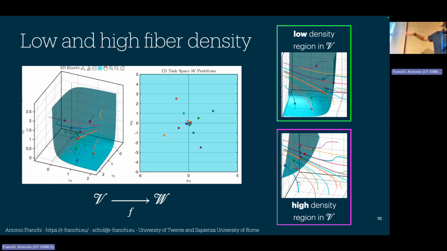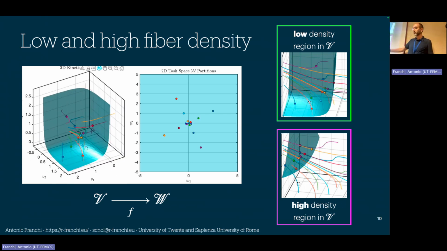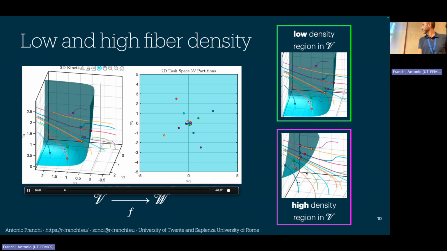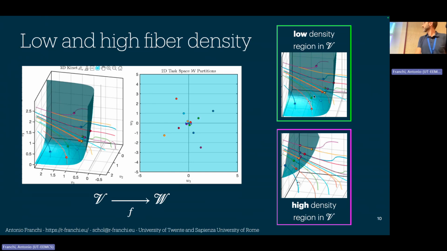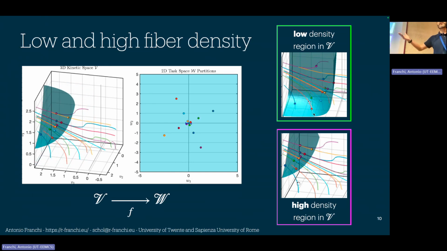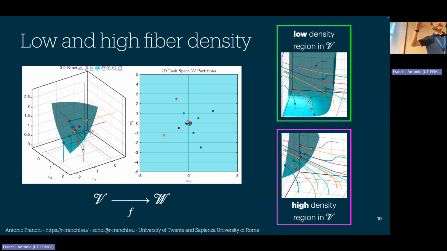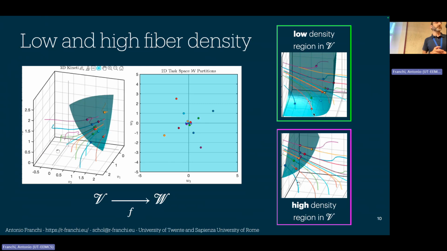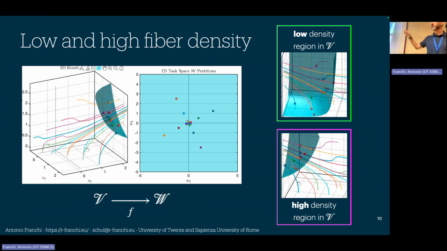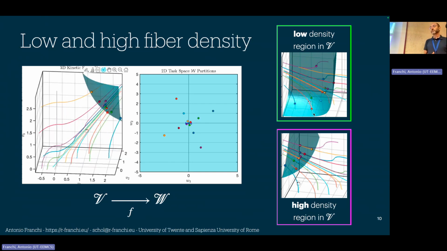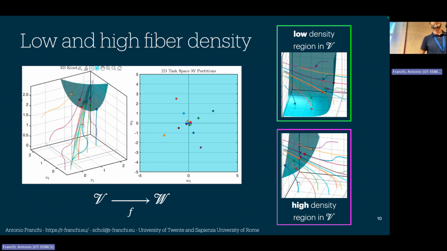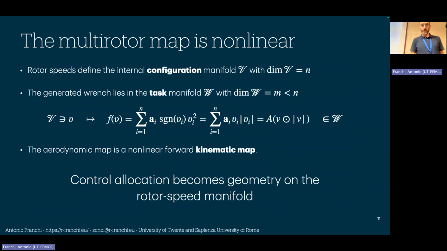Here you see the fibers as before, and on the bottom you see a high density region, and on the top you see a low density region. Okay, and the surfaces that you see are possible allocators. You can select a point on a surface to have the task you want. If you select on the first surface on the top, you have low density fibers, low promptness. If you select on the surface on the bottom, you have high density, high promptness.